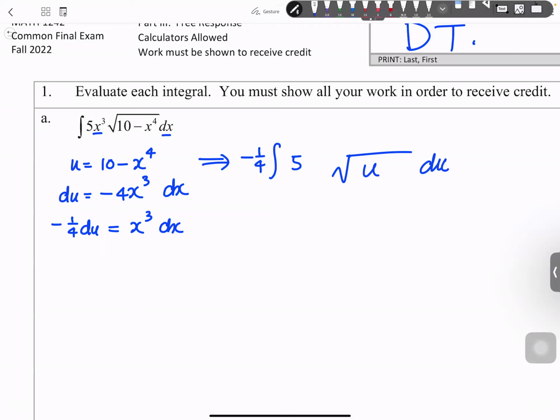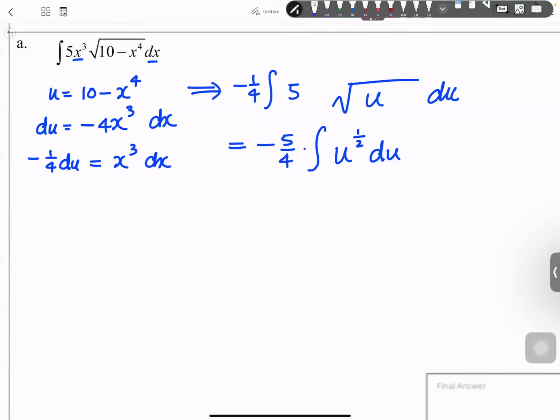Looks kind of sloppy, but that's kind of what it looks like when I do that replacement. You can write it a little bit neater if you want to. This is negative 5 over 4 times the integral of u to the power 1/2 du. Right? Show each step. Do not skip steps. All right, so let's actually go ahead and integrate. So this is negative 5 over 4 times.